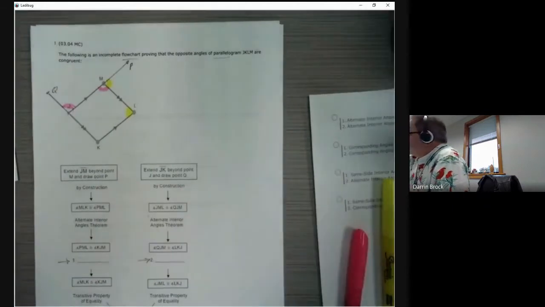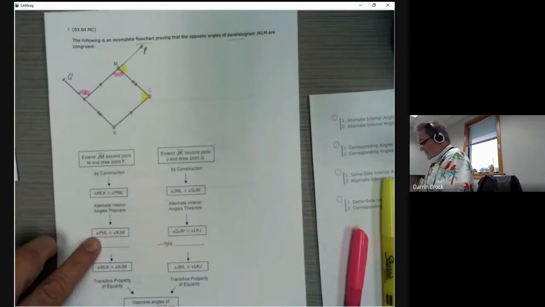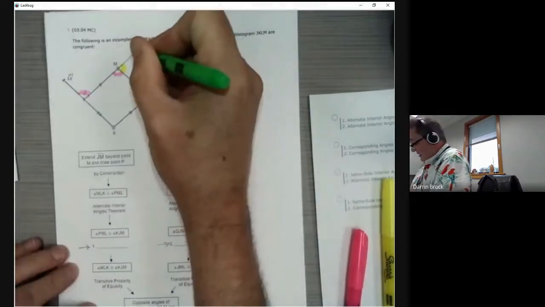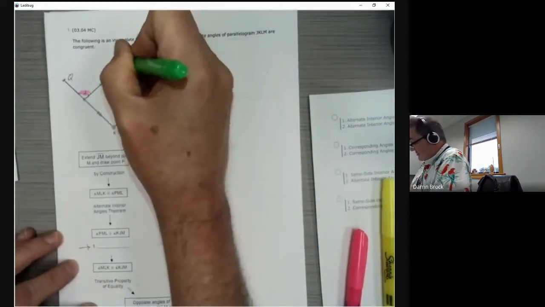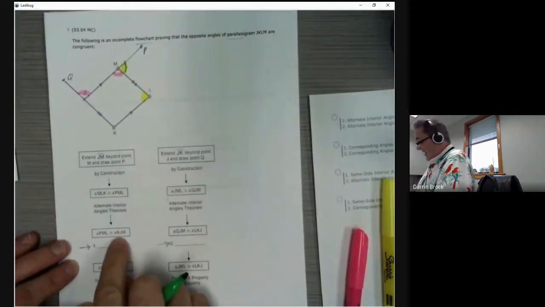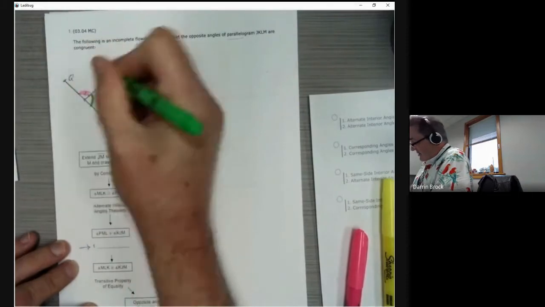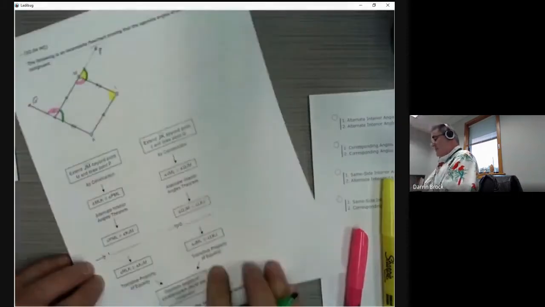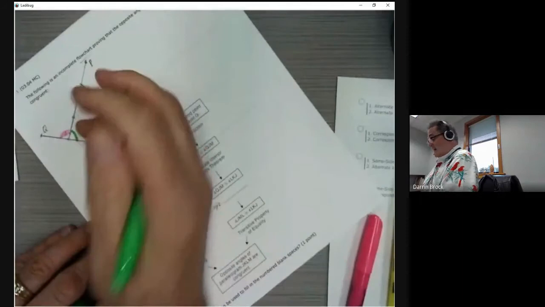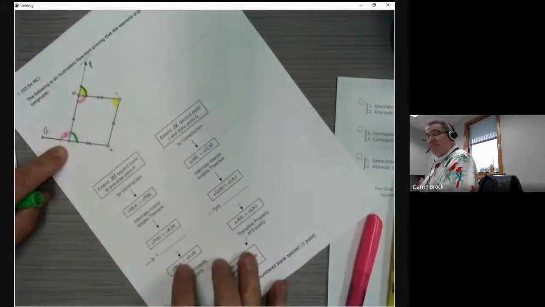So now what is it saying? It's moving on to say PML, so that's this one, is congruent to KJM. So it says that these two are congruent to one another. Why would those be the same? Those are corresponding angles. They're in the same place.